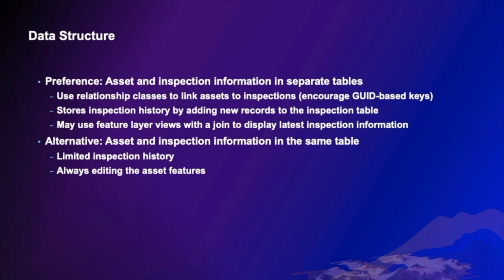A second limitation is that this structure limits the inspection history that can be stored, typically to just the most recent inspection. Another structure is to separate the asset information and inspection information into separate tables. This creates a series of inspection records, enabling the entire inspection history to be stored. The asset and inspection information normally can be joined via a common attribute, like the asset ID, or a database-generated unique key. For maximum form design flexibility with Survey123, we encourage the use of a GUID-based key.